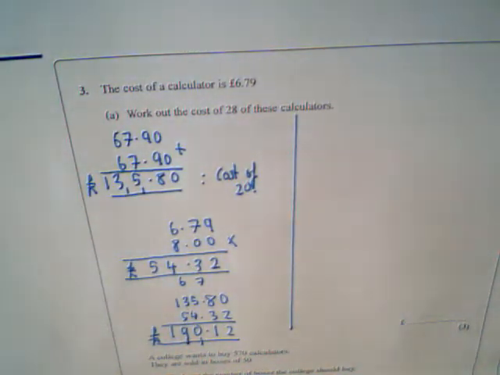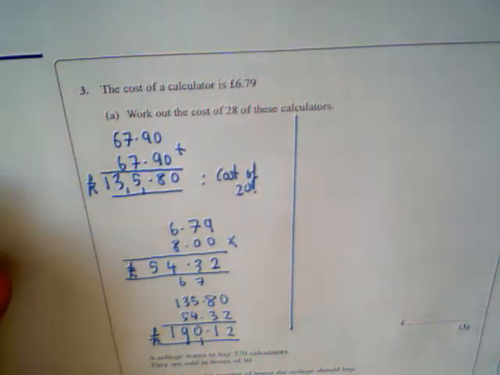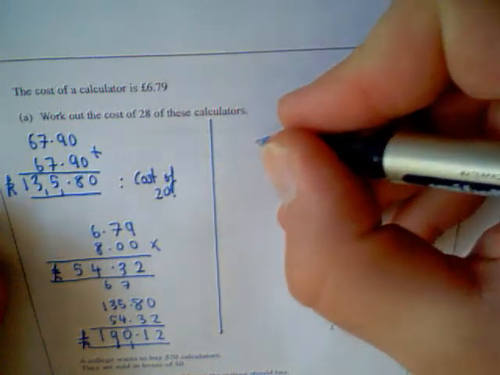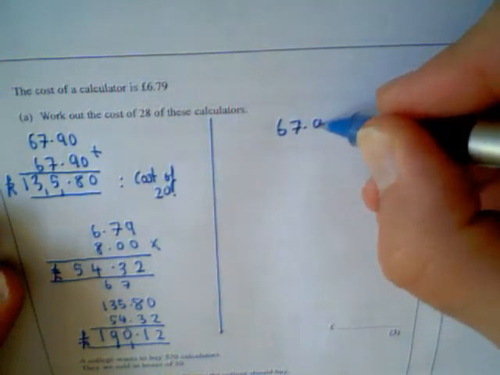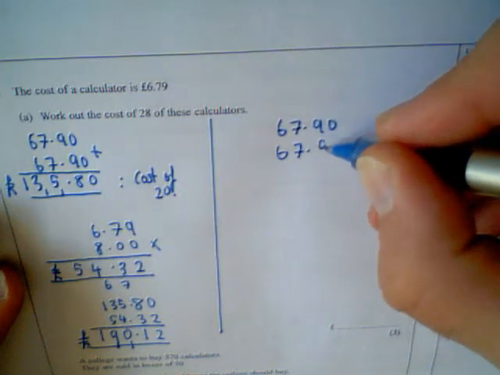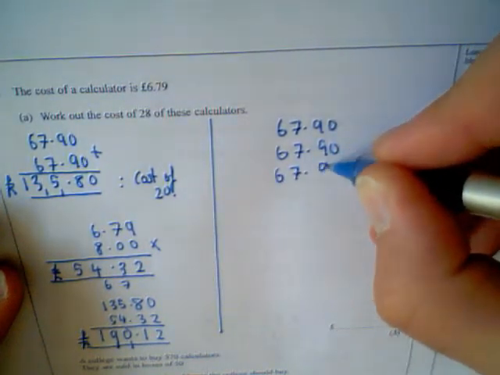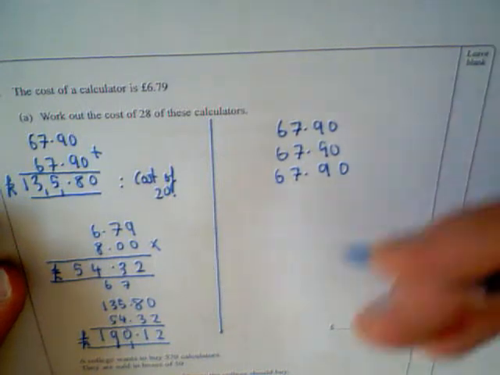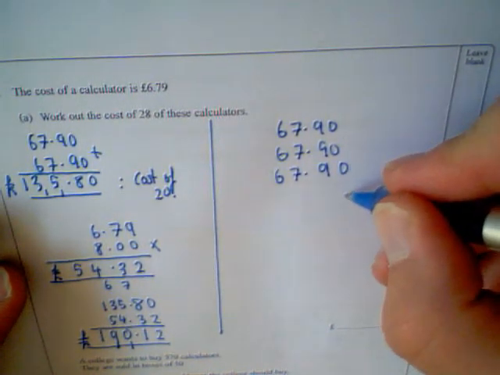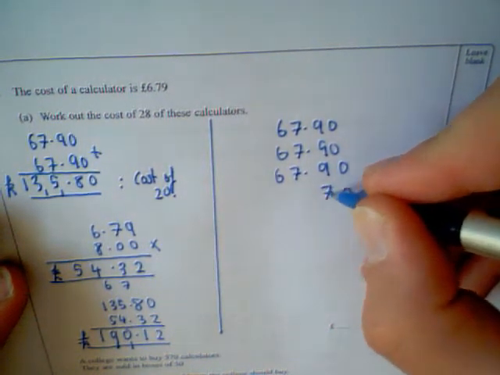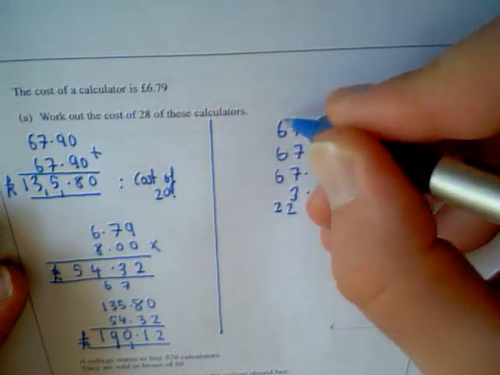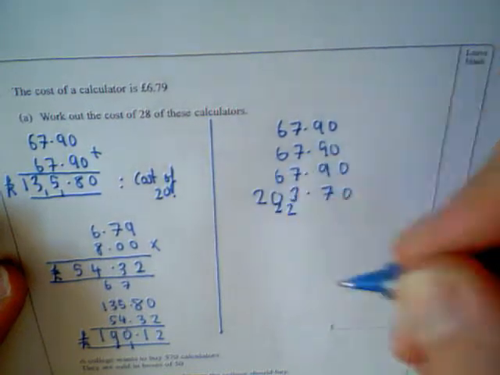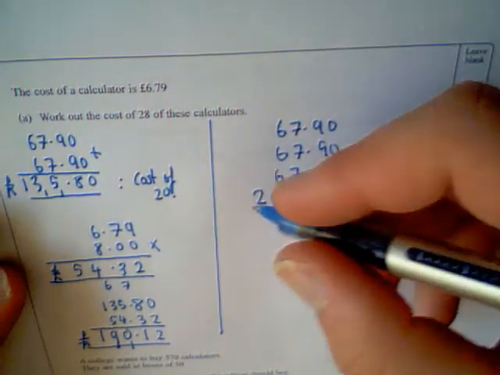So let's have a look at this now. We know the cost of 30 is what? It's £67.90, £67.90, and £67.90. We could have used just straightforward multiplication, but I think it's easier at this point just to add them up. So we get 27, carry the 2, 21, 23, carry the 2, it's 18, so we get £203.70.